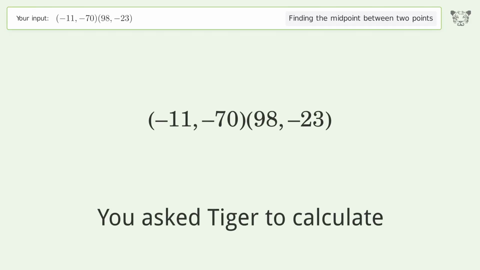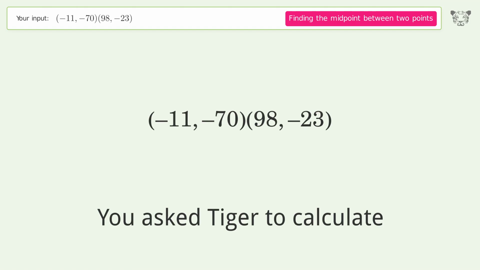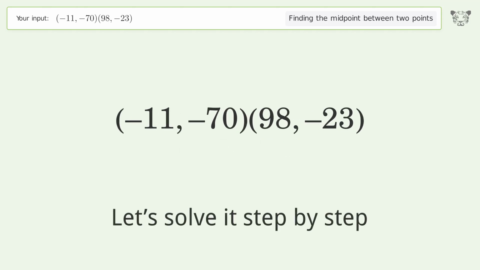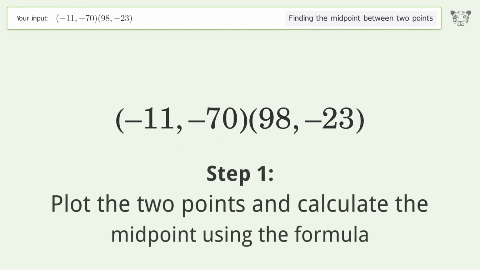You ask Tiger to calculate. This deals with finding the midpoint between 2 points. The midpoint between the 2 points is 43.5, negative 46.5. Let's solve it step by step. Plot the 2 points and calculate the midpoint using the formula.